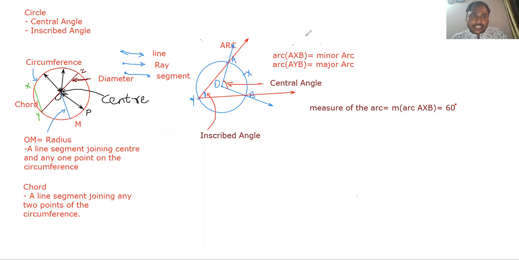So very simple, we can say that the angle, try to understand what I'm saying. I'm changing the color. That is angle AOB, the central angle. And this angle is nothing but equal to the corresponding arc. So this angle is equal to the measure of the arc.